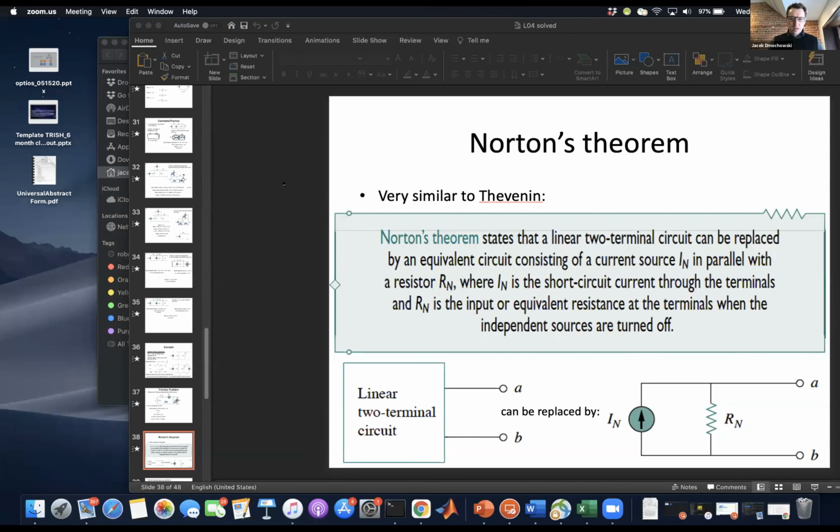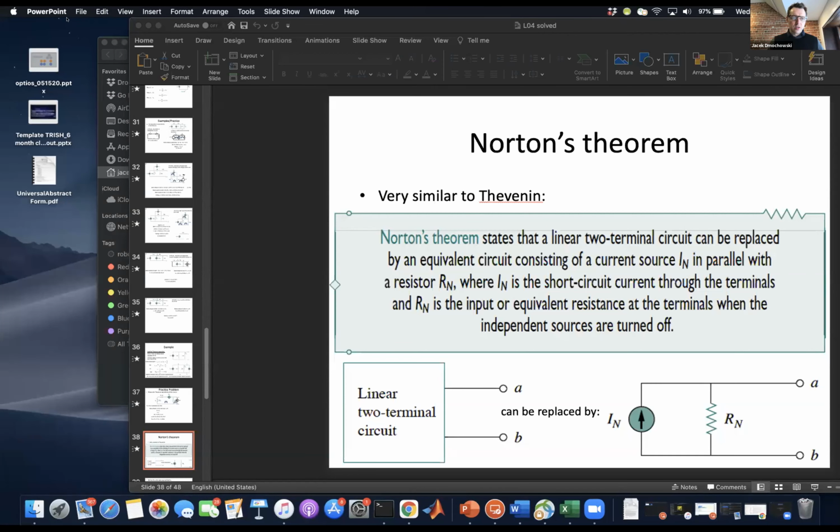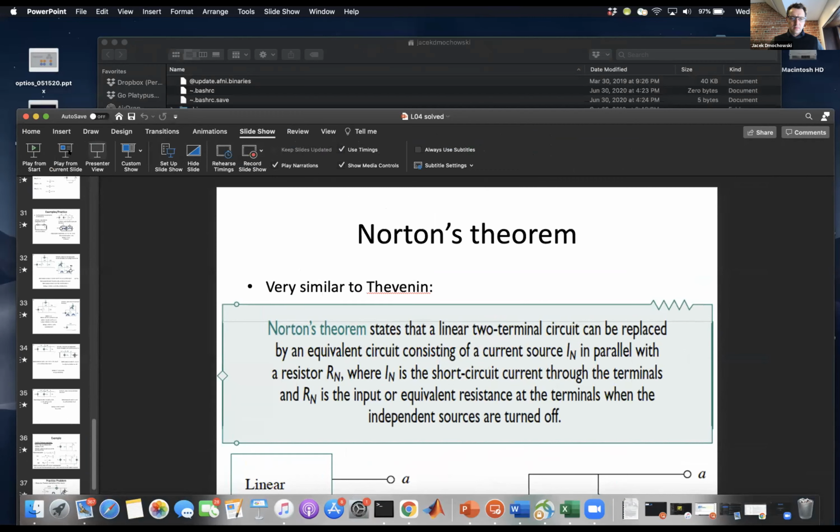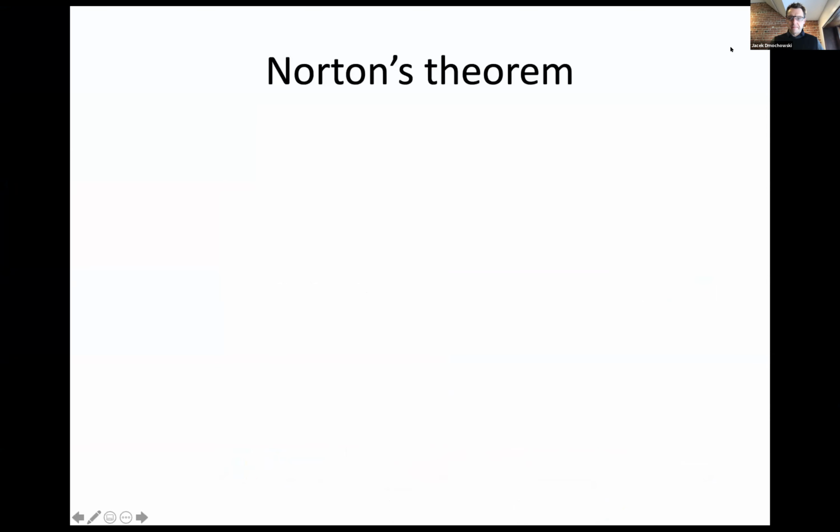All righty. There's a potential for this lecture being fairly short, so that's good news. We are on Norton's theorem, and the other good news is that Norton's theorem is very similar to Thevenin.